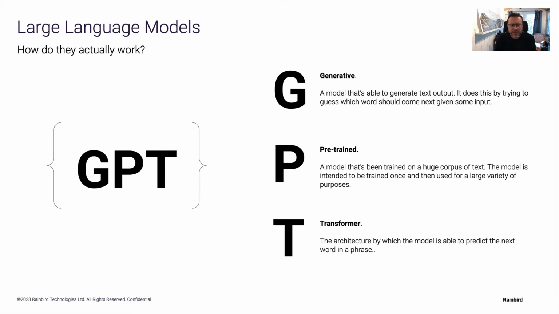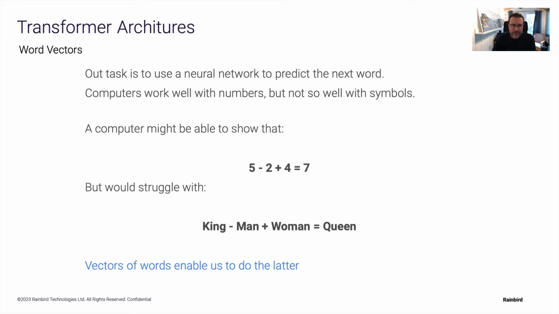So we're going to dig into the transformer architecture and what's actually going on behind the scenes in a transformer architecture. These systems are really using neural networks, a form of machine learning technology, and really our task in building a transformer is to use a neural network to predict the next word that should be included in whatever output it is that we're generating.